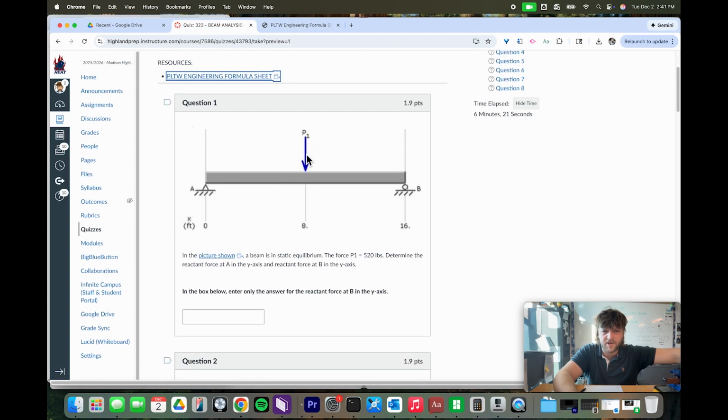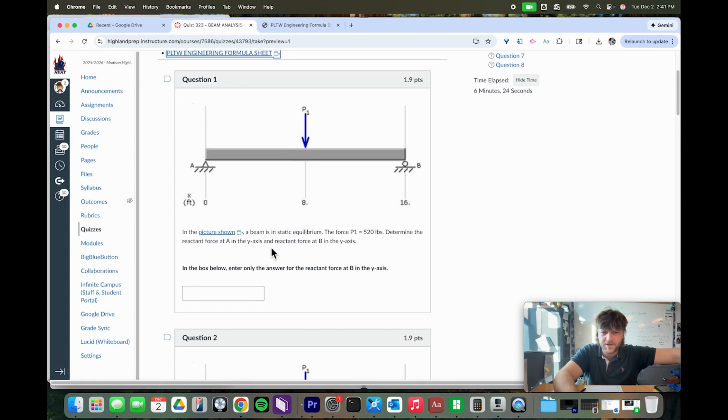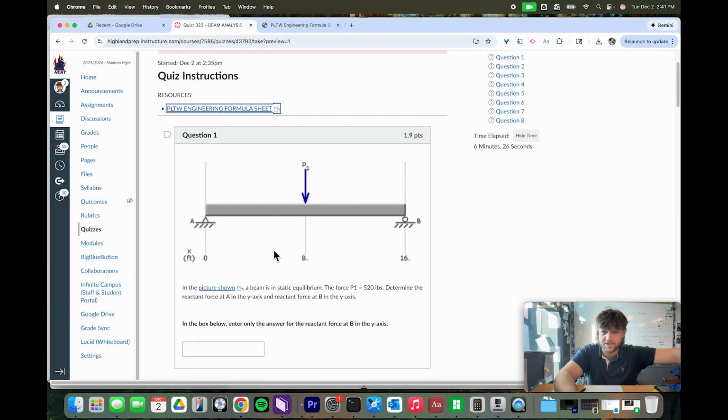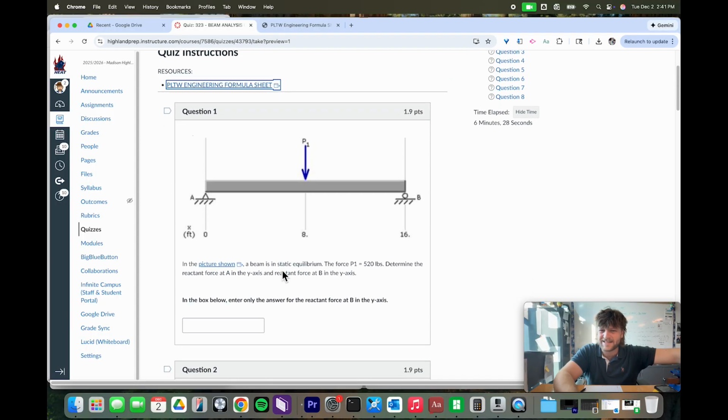We're going to start off with question 1 here. It tells us there is this picture, so this is our beam diagram. The beam is in static equilibrium, meaning there's no acceleration. The sum of the forces equals 0, and the sum of the moments equals 0. They tell us P1 is equal to 520 pounds. They want us to determine the reaction force at point A as well as point B, so there are going to be y-axis forces occurring there.